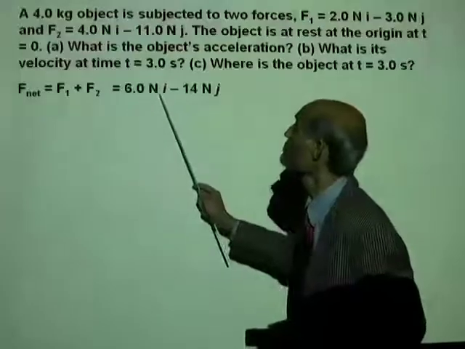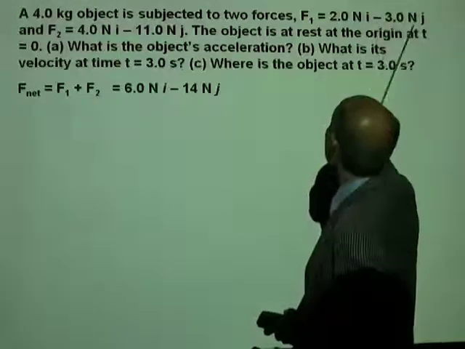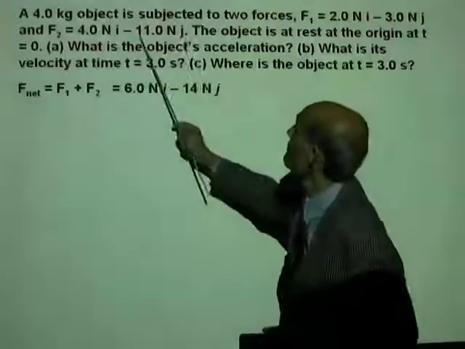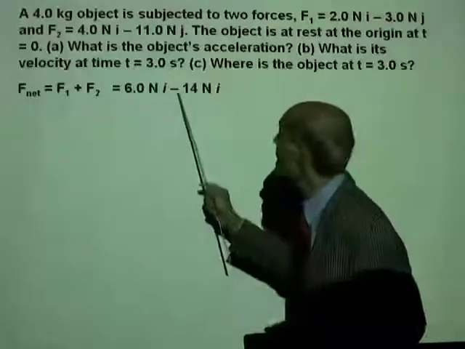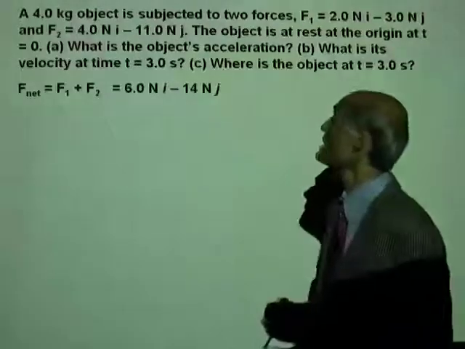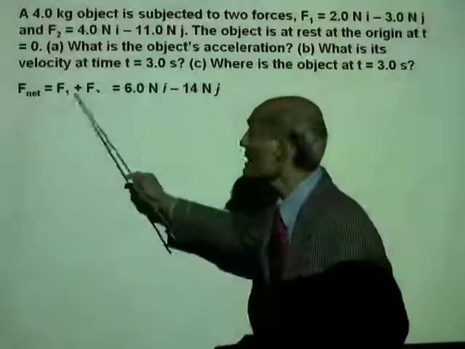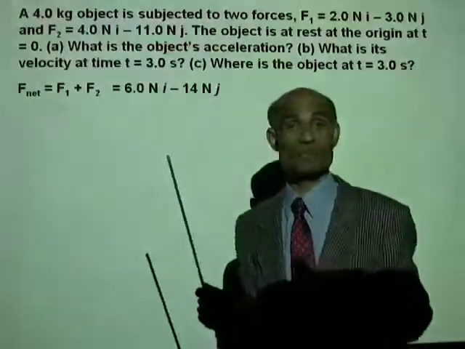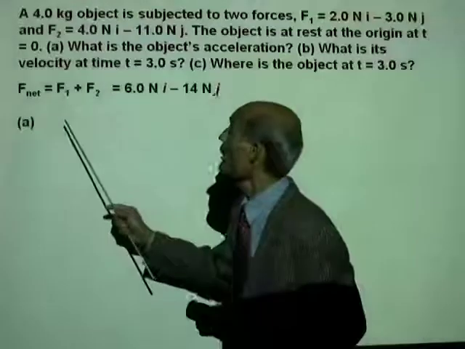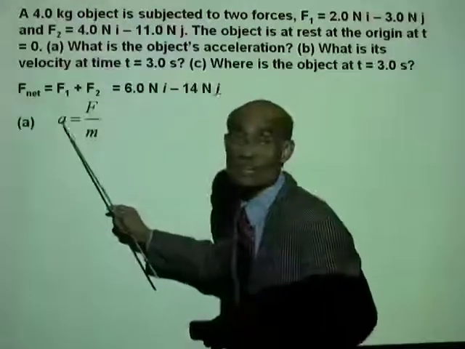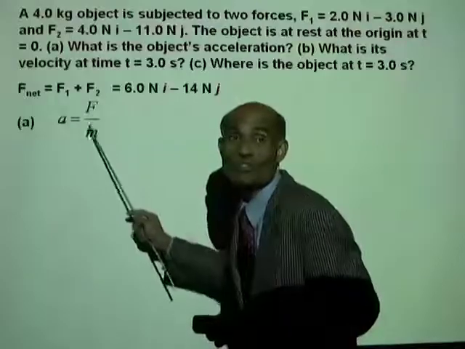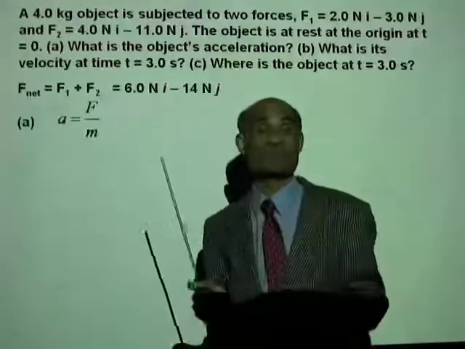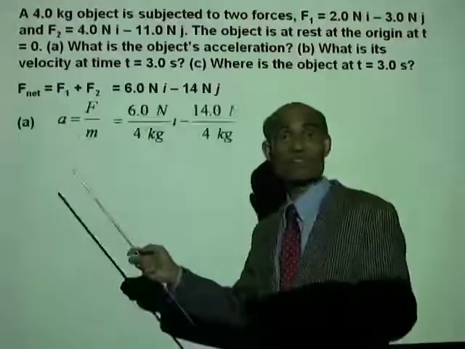That will be 6 Newton i minus 3 Newton j minus 11 Newton j, which is minus 14 Newton j. So that is the net force. Add the x components, add the y components. Therefore, what is the acceleration? Acceleration is the net force divided by the mass. We can do that now quickly. You know how to do that.